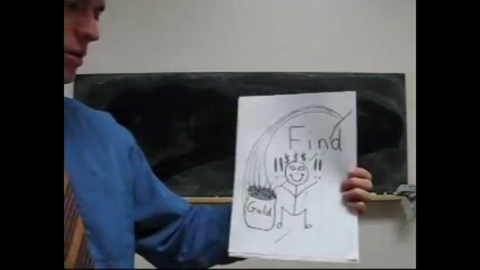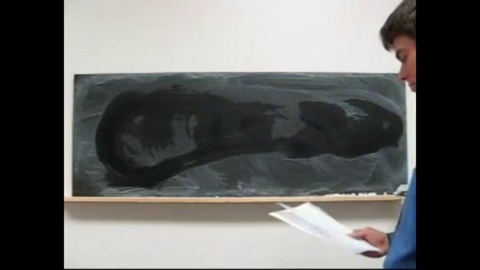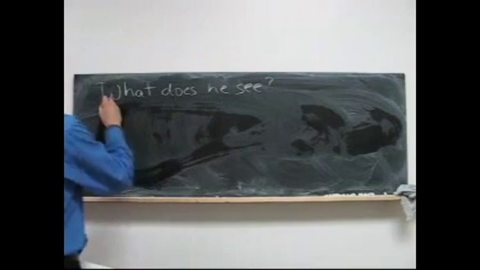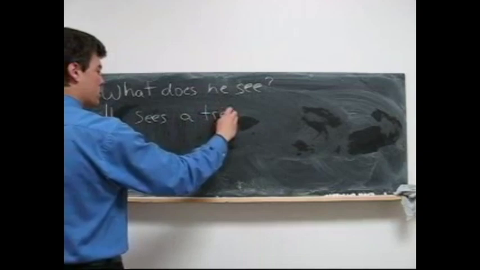The first one, see. What does he see? He sees a tree. What does he see? He sees a tree.